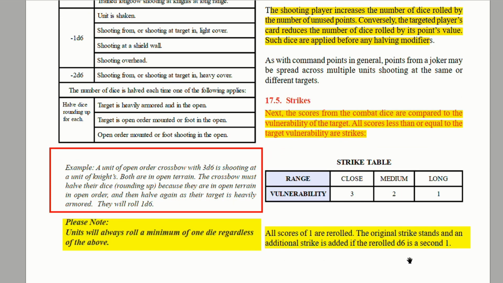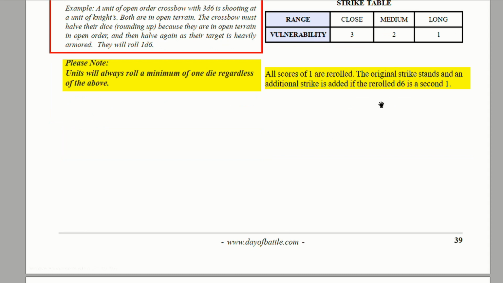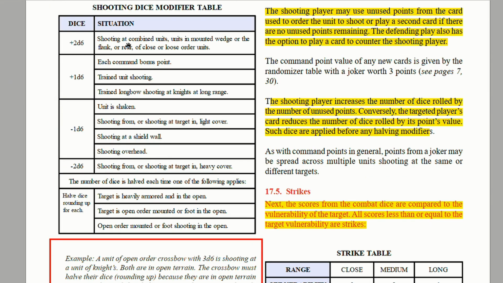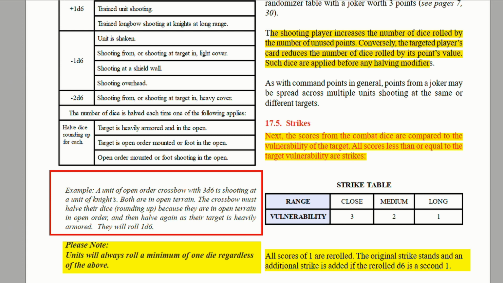All scores of 1 are re-rolled. The 1 is a strike, but the original strike stands, and then a second strike is added if a 1 is re-rolled again. I like this vulnerability table because all the situations are there in the dice modifier table, and here it depends also on the distance.